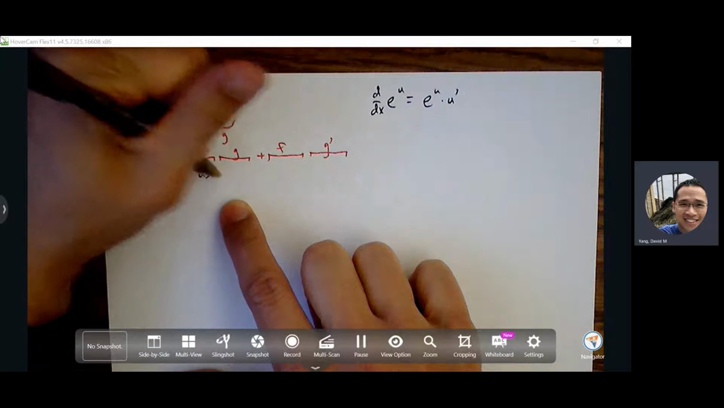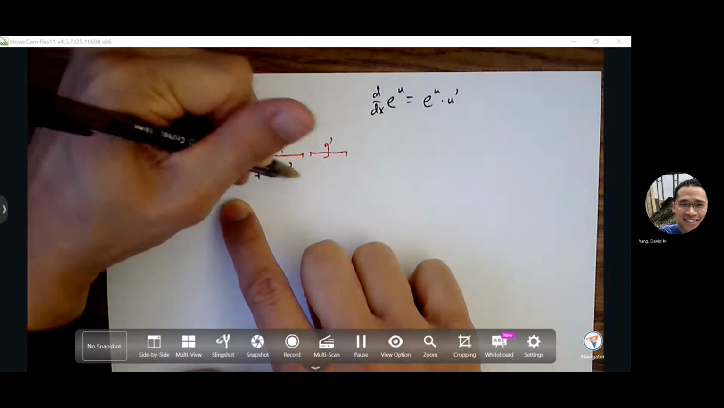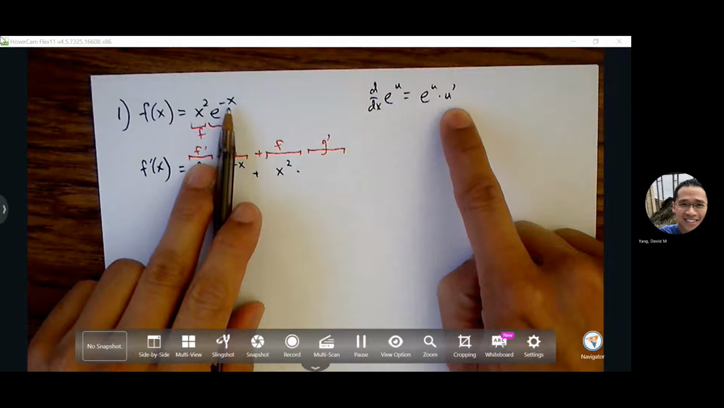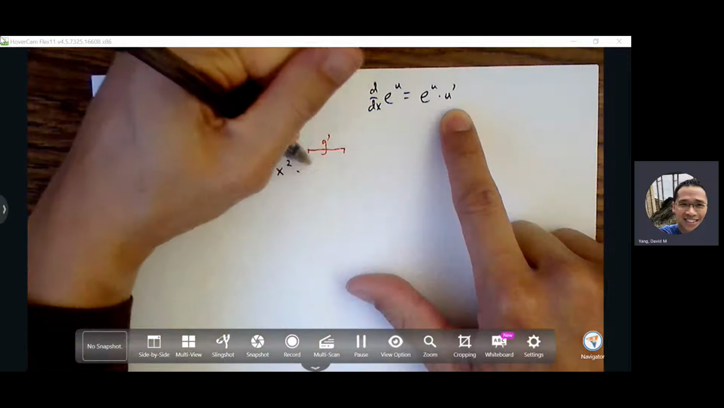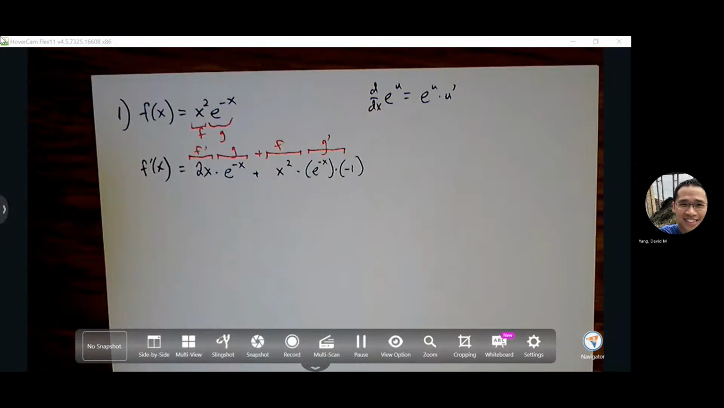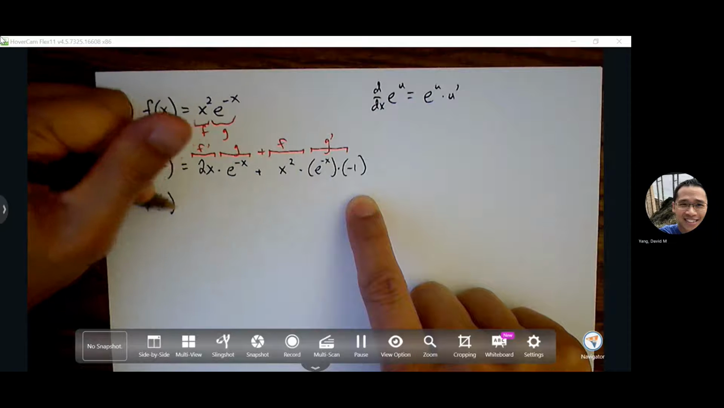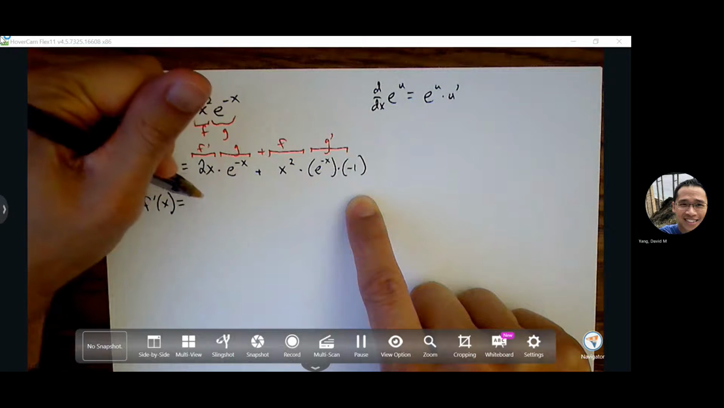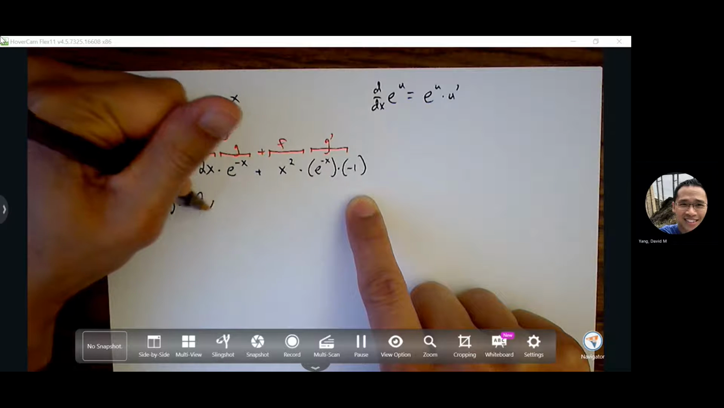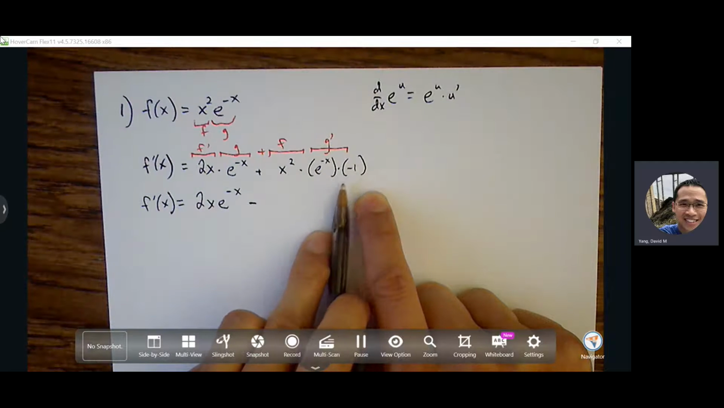Okay, f prime times g, plus f times g prime. What's g prime going to be? I said e to the negative x times negative 1. Yeah. Okay, do a little bit of cleanup. I can pull this negative out in front here.